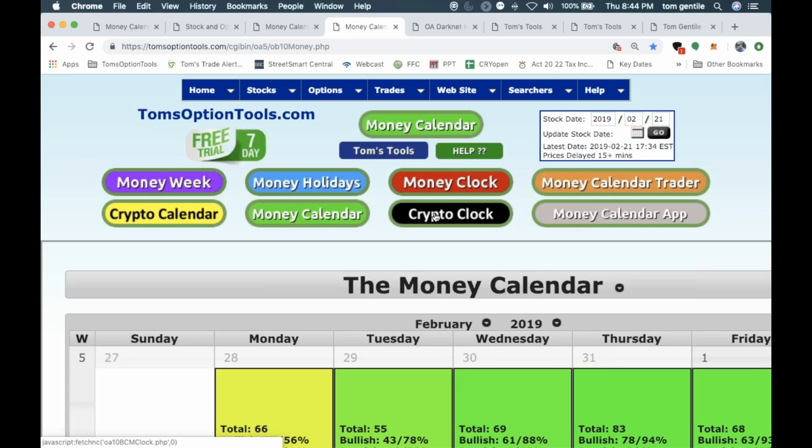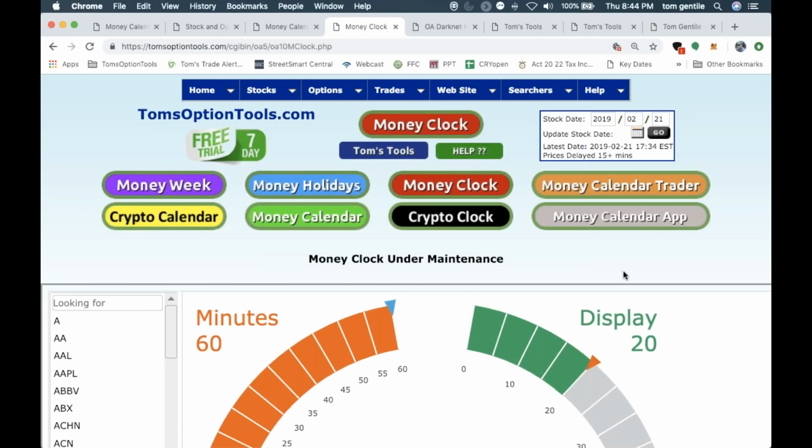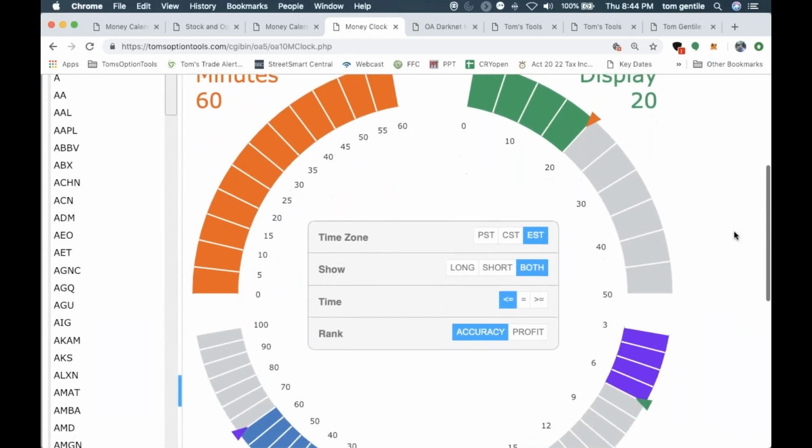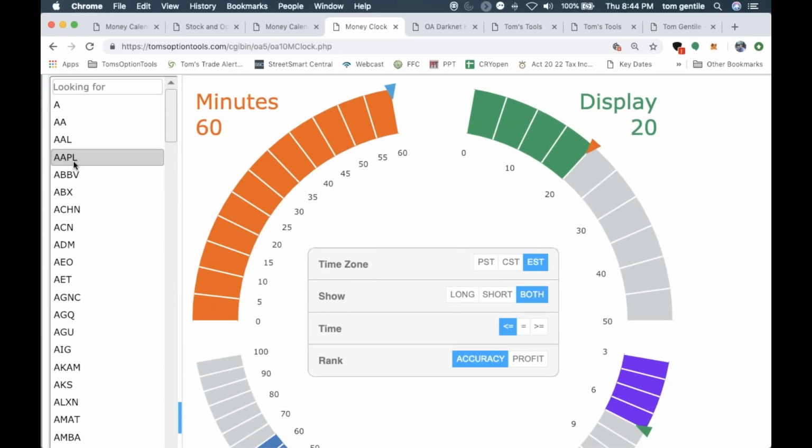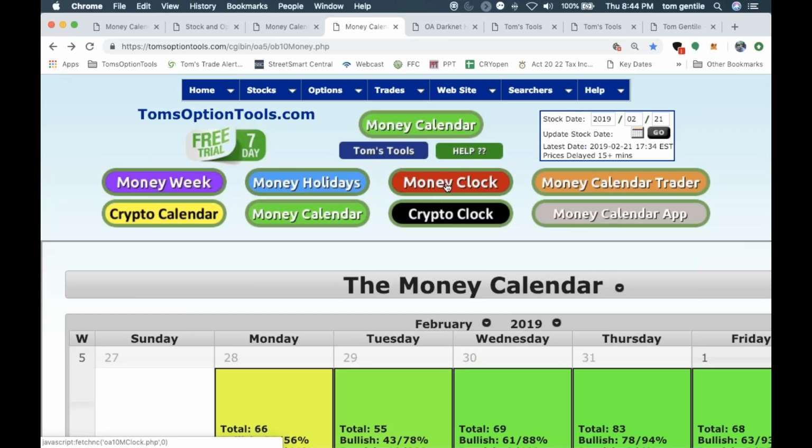We have a crypto clock, which actually looks at what the best time of the day is to buy cryptocurrencies. A money clock shows the best time of the day to be looking at the stock market. The money clock's under maintenance right now, but what we can do is go in here, and it looks like a clock, and we can key in whatever potential stock we're interested in looking at, and key in the number of minutes, how many we want to display, etc. And it'll go out there and find us the best time of the day to buy Apple and the best time of the day to sell Apple. That's all available for us in the money clock.